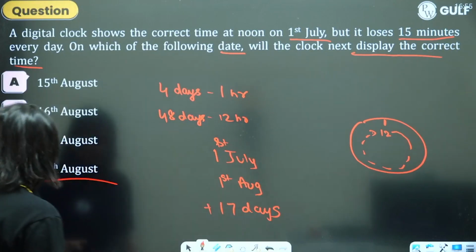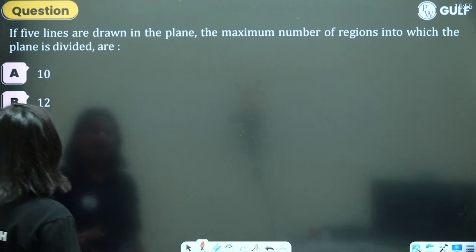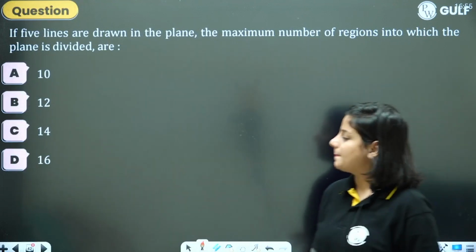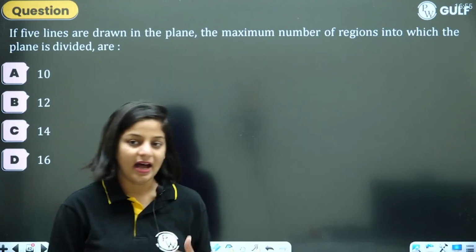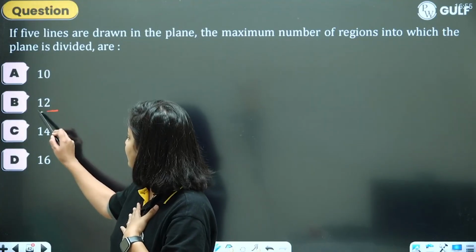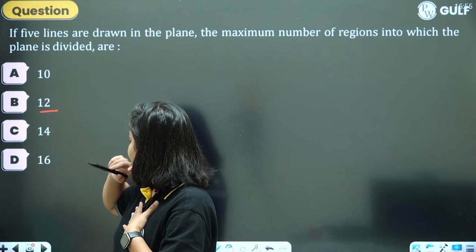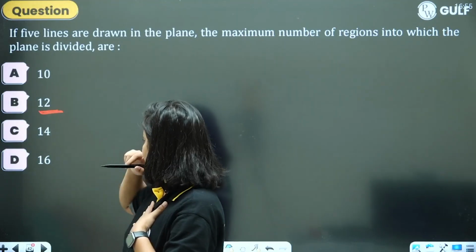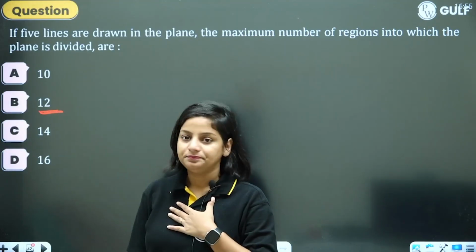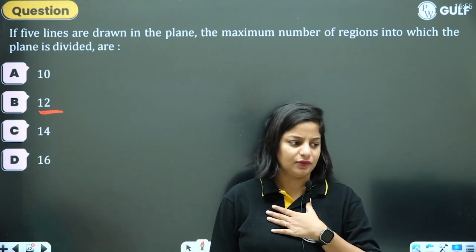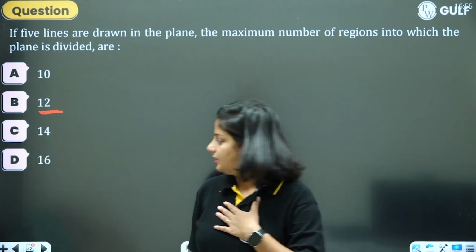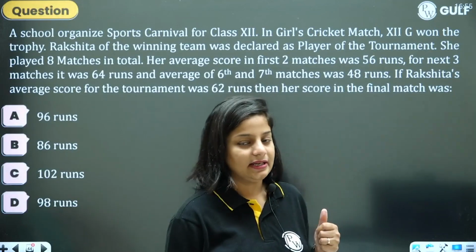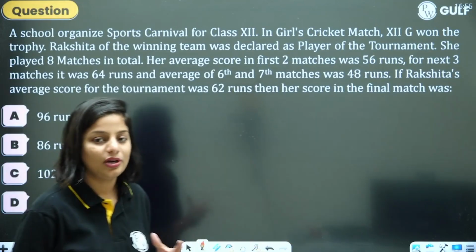That was the thing. 5 lines are drawn in the plane, the maximum number of regions into which a plane is divided. Now this is a little tricky. The answer that again I am getting is 12. But they have given 16, I believe, so I'm not really sure how it is 16. So I will leave it for now. I'm not explaining. It's ambiguous. Feels like the question is a little incomplete. They should have mentioned concurrent, or what is it exactly?